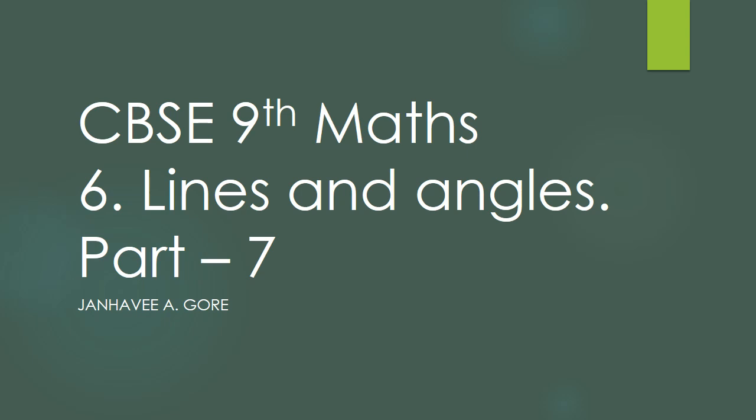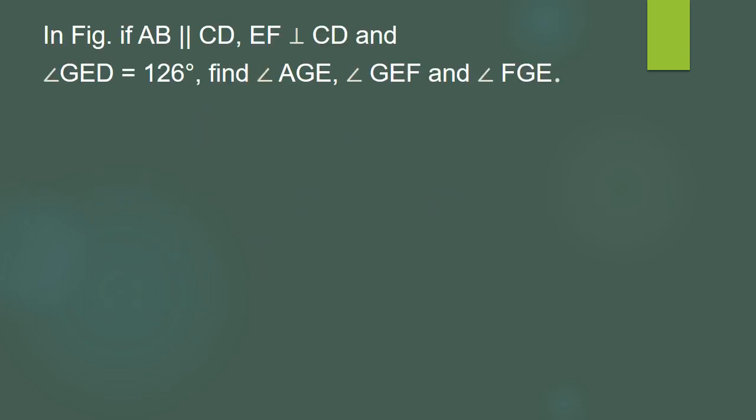Last time we have solved certain sums. Today we are going to solve more sums about this. Now they have given in the figure, they have stated that AB is parallel to CD and line EF is perpendicular to CD. Angle GED is given 126. They have asked to find angle AGE, angle GEF, and angle FGE.